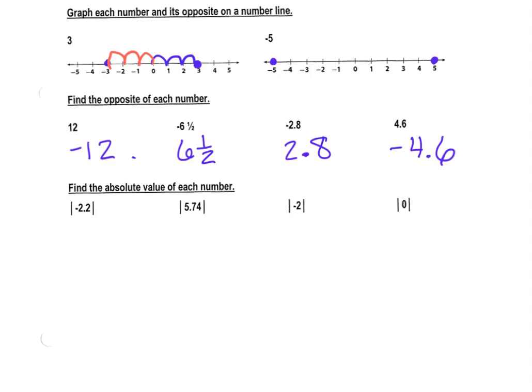Okay, then we're going to find the absolute value of each number. These are the symbol. Remember, this means absolute value. So what's the absolute value of a negative 2.2? These are all going to be positive, right? So 5 and 7400ths. And 2 and 0.